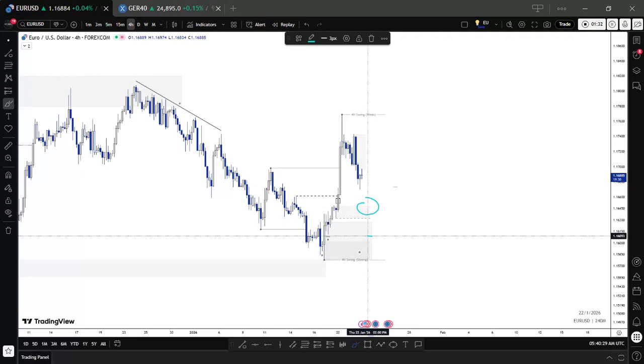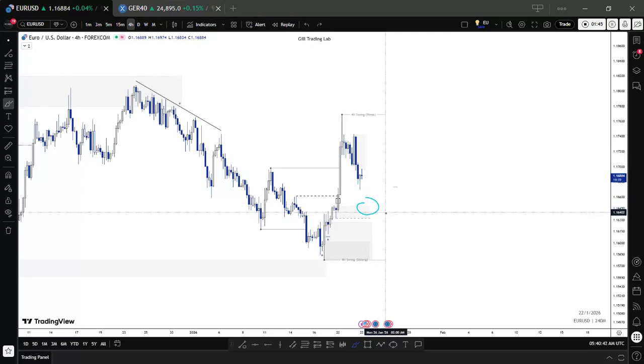These are the two discount demands. I'll be looking for shorts to either of these demands, and once price mitigates these zones, the higher low could be formed from either of them. So once price mitigates them, I'll let the M15 guide me on if they'll hold.